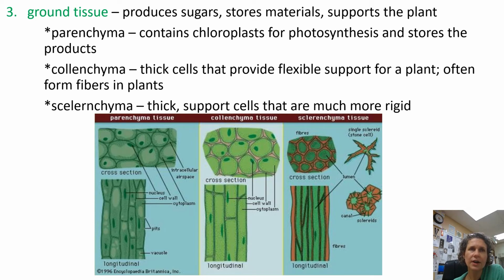They're often, you can kind of picture them as the strings in celery. That is collenchyma, and so it gives fiber to it. In some plants, like cotton plants, we take those fibers and spin them and make thread from them, and cotton and all that kind of stuff. So they're pretty strong. And then you have the sclerenchyma, which are very thick support cells, much more rigid than the collenchyma, and so they are just that much more supportive.